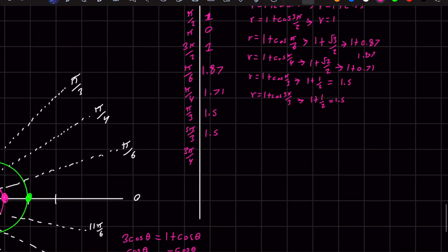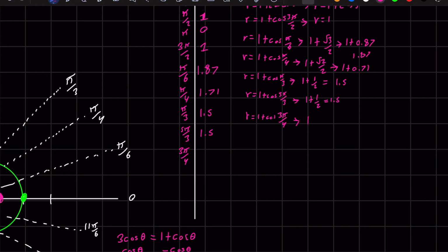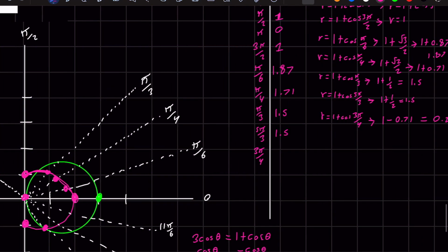So we plug in 3 pi over 4, we get r equals 1 plus cosine of 3 pi over 4. Now, what's the cosine of 3 pi over 4? It's the same as cosine of pi over 4, which is radical 2 over 2, or 0.71, except, since it's in the second quadrant right here, you see that cosine is negative. So we know that it's going to be the same thing, but just negative. So this is going to be 1 minus radical 2 over 2, or 1 minus 0.71, which is 0.29. So we know that at 3 pi over 4, we get 0.29.